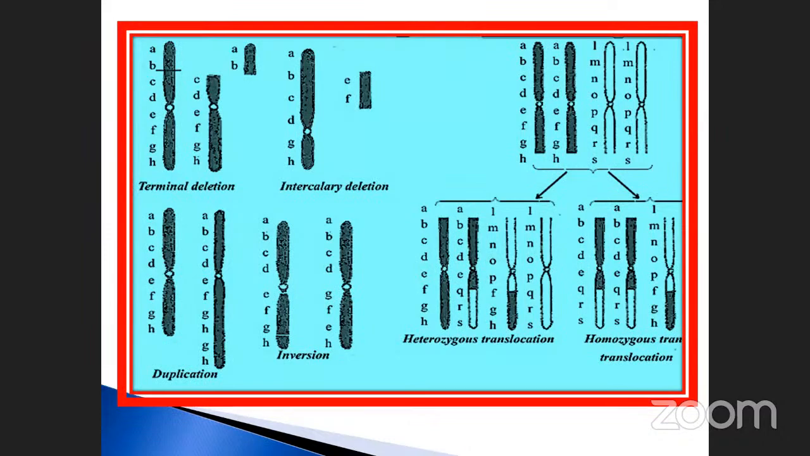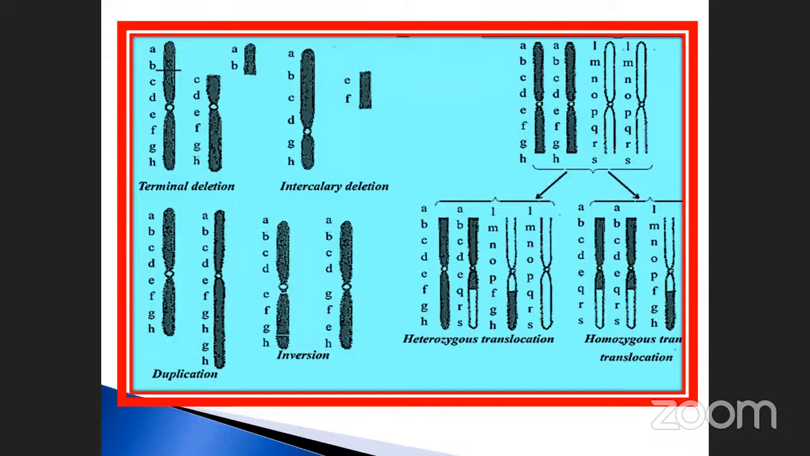Intercalary deletion. See here, what is present? EF is only present here, and the remaining, the upper part as well as the lower part, is completely absent: A, B, C, D, G and H. EF is the center portion. You compare with this one, which is the normal one. You have to compare these two.